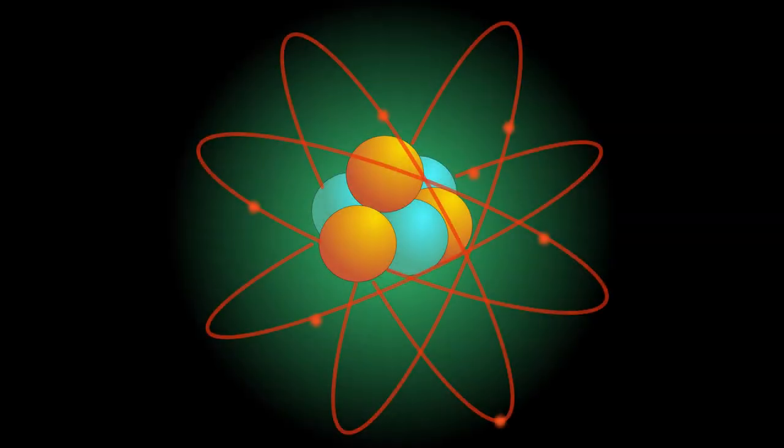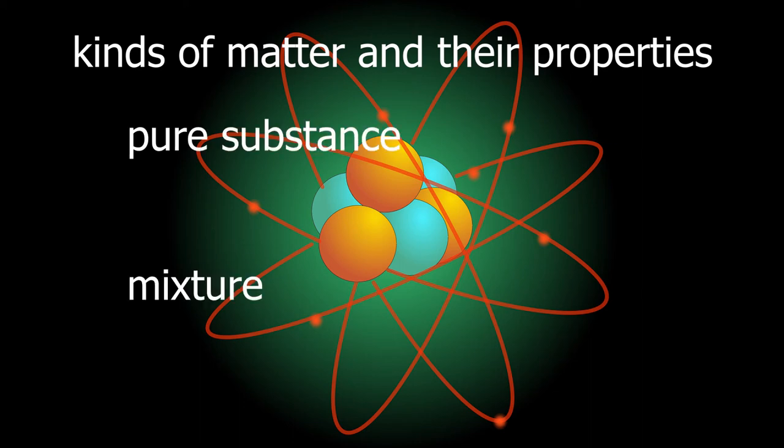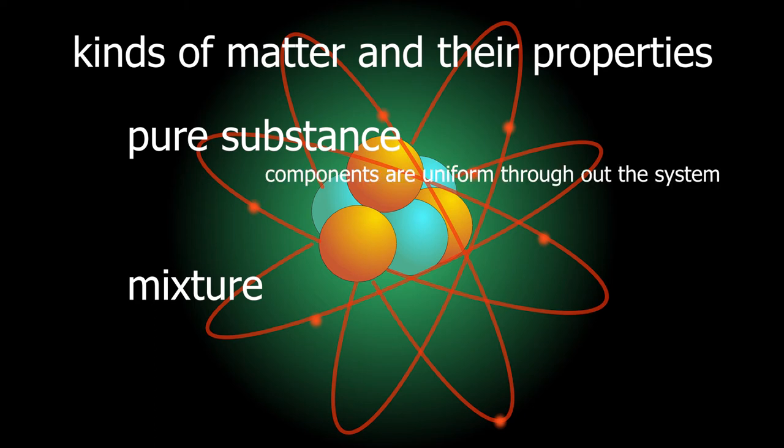Let's go to the kinds of matter and their properties, or activity number 5. Now, what are these kinds of matter? If we look at the diagram for the kinds of matter, matter is of two groups. We have the pure substance and the mixture. A pure substance is a substance wherein the components are uniform throughout the system. That means if you take a sample from one part and take another sample from the other part of that same system, the components of those samples are the same.